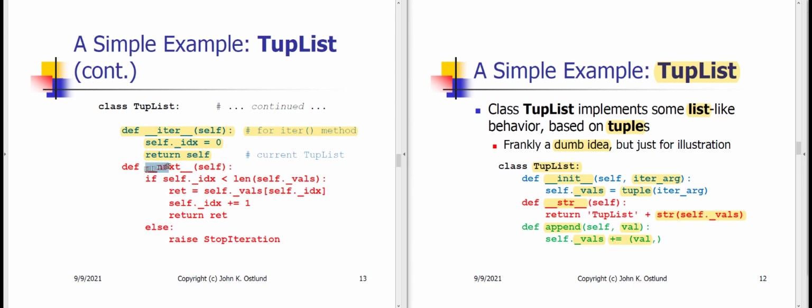Then the next method needs to return the next value contained within the tuplist object from the underlying tuple that contains the values. Well, and this is not efficient. I'm not pretending that any of this is efficient. But what we can do to implement dunder next is to test whether the index value for the current tuplist object is less than the length of the tuple containing all the values. Okay, remember that dunder vals is our tuple containing all the values.